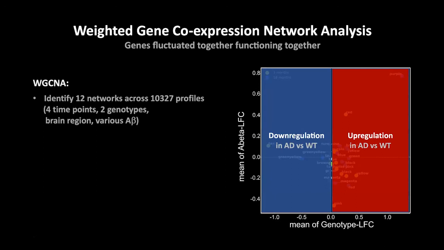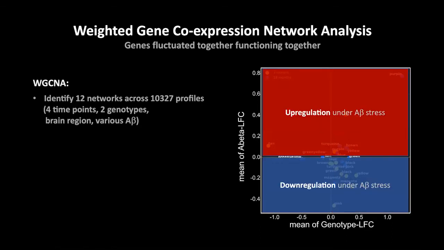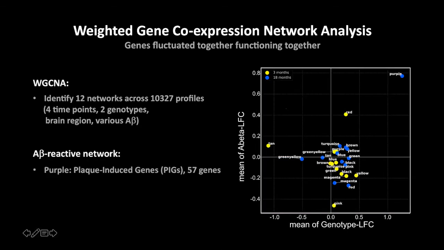And we plot the log fold change of those networks' expression according to the genotype or according to the level of Ebitda. And we plot their log fold change in the early stage at 3 months or at 18 months. So the most outspoken network shown here is upregulated in AD versus wild type, and also in tissue domains particularly enriched with Ebitda deposition at 18 months of age, and it responds only mildly at 3 months of age.